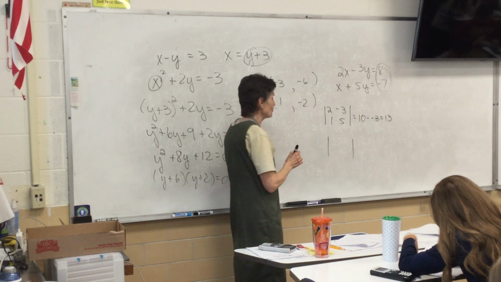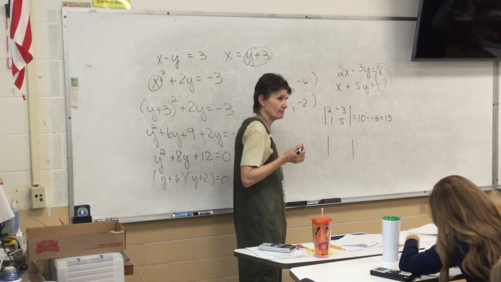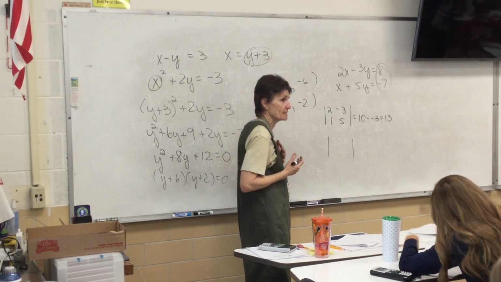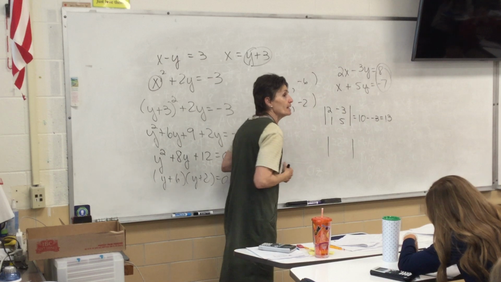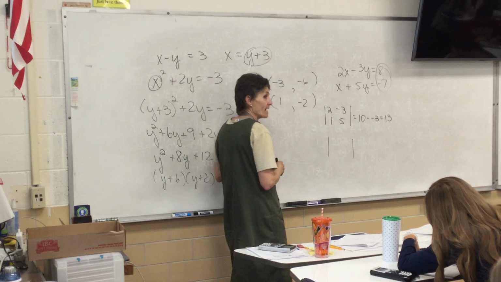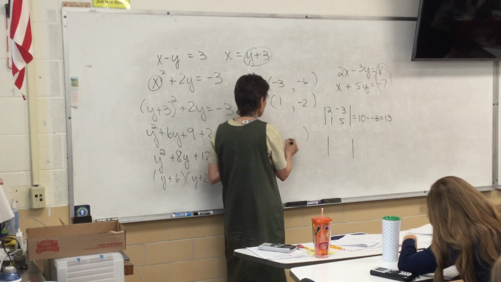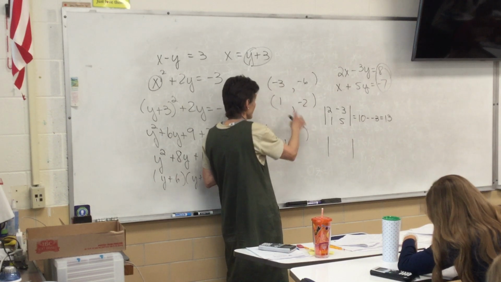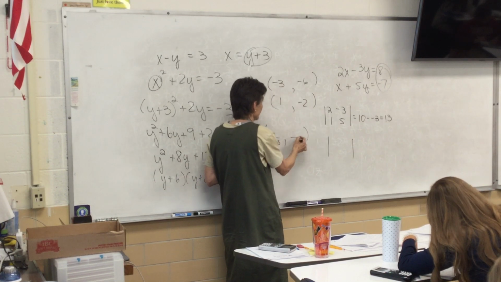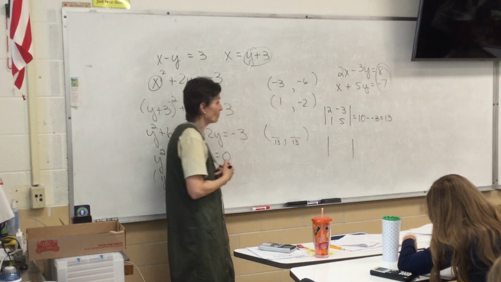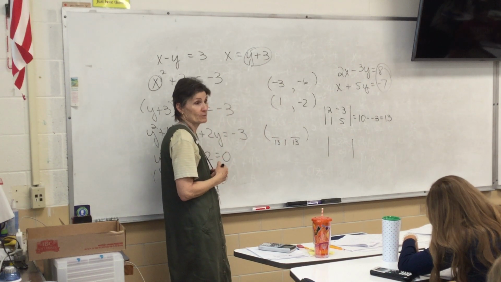Do you remember what the significance of the 13 is? It's what your final answer is divided by. It's the bottom of the answers, right? So my answer is going to look like an ordered pair, but these are going to be fractions, and they're both going to be over 13.